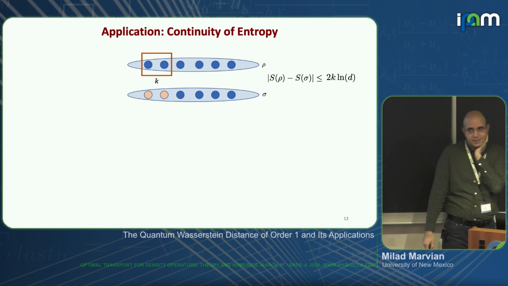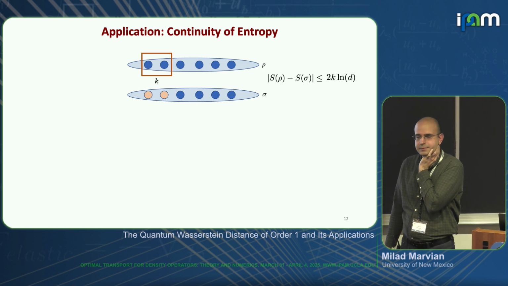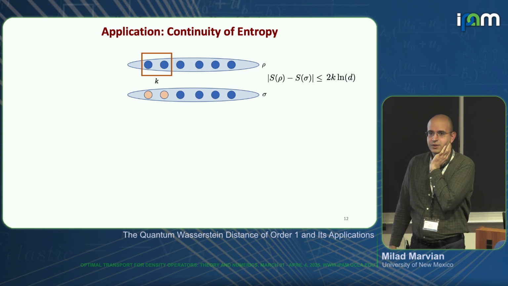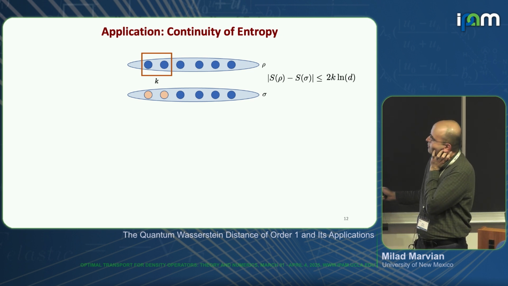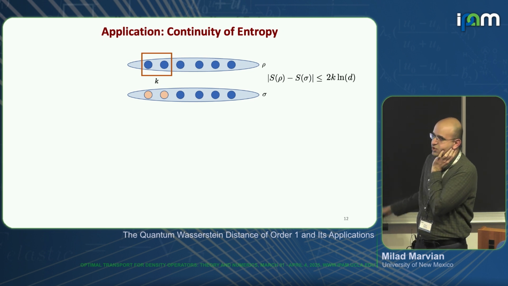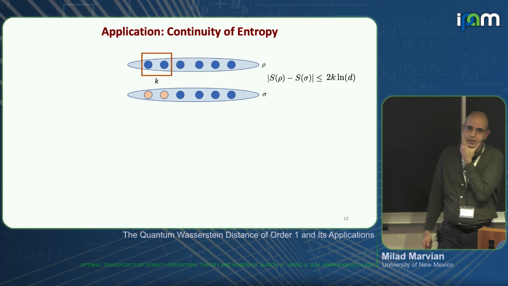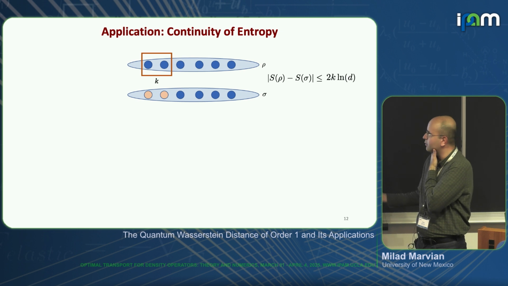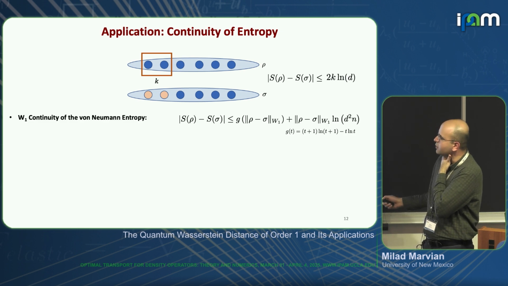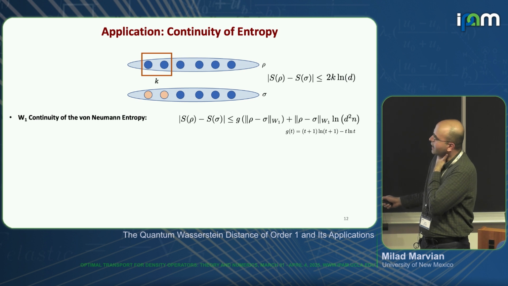So I promised applications. I'm going to list a few applications. The first one is continuity of entropy. If I have some quantum state and I touch just k qubits, I don't expect the entropy of this state to change too much, right? It will be proportional to how many qubits I'm touching. And the question is, can we do something non-trivial for this using the W distance? And actually you can. You can get some non-trivial bounds on the difference of the entropies in terms of the W distance.